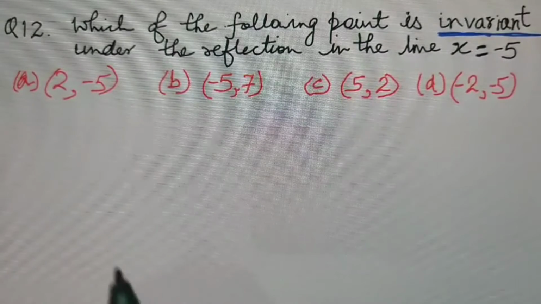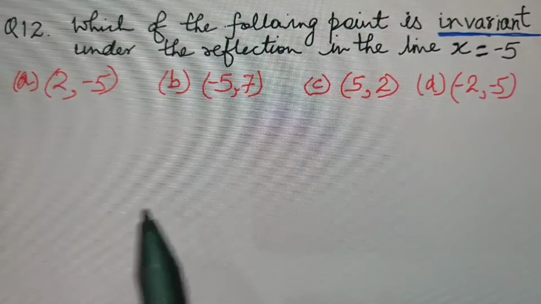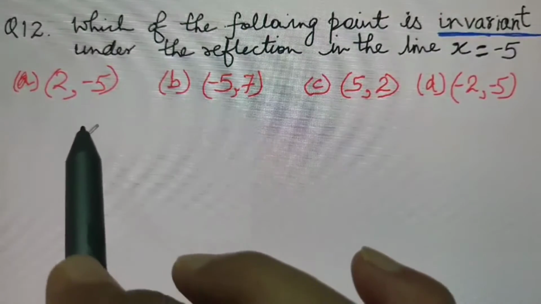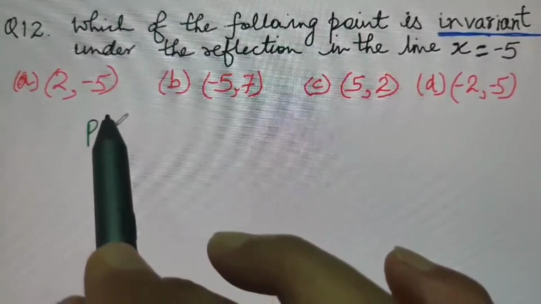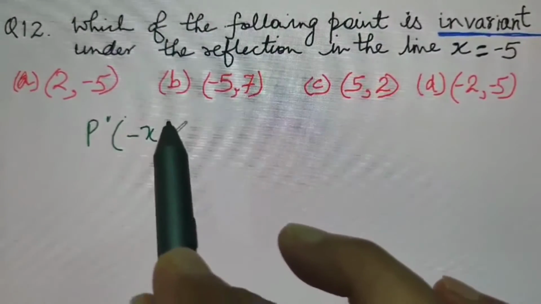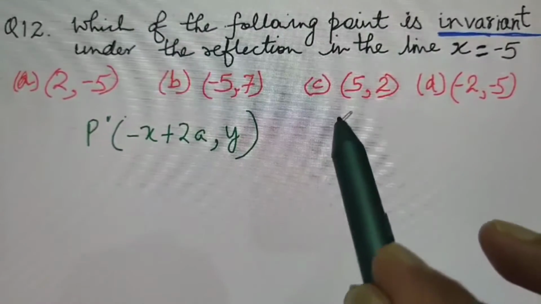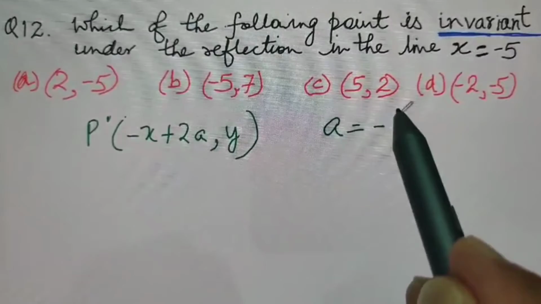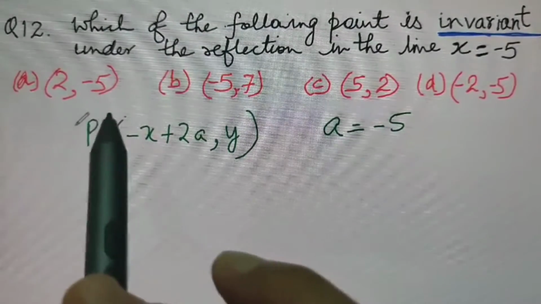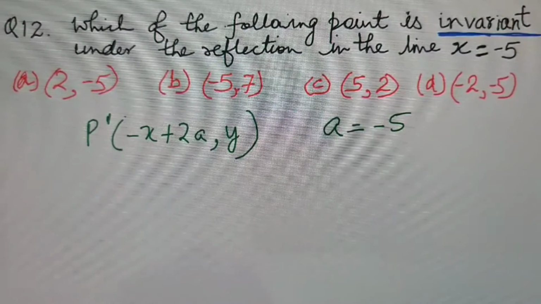Now further, to calculate for the point in the line where x is equal to a, we will be using the formula p dash, which is equal to minus x plus 2a to y, where the value of a is equal to minus 5. Now we are going to put the value of these given coordinates in the options.